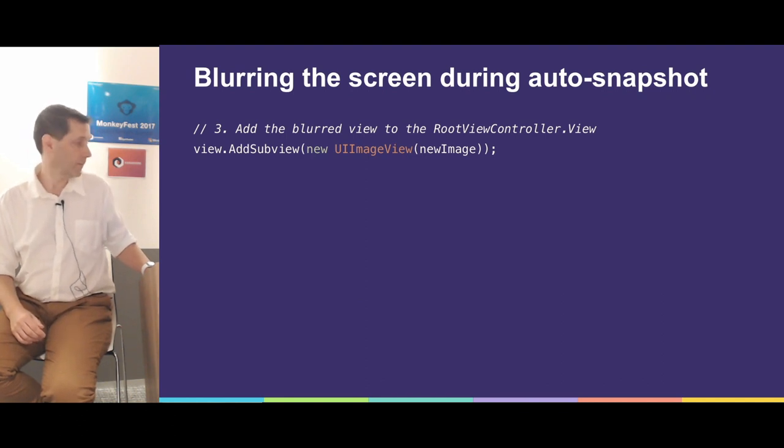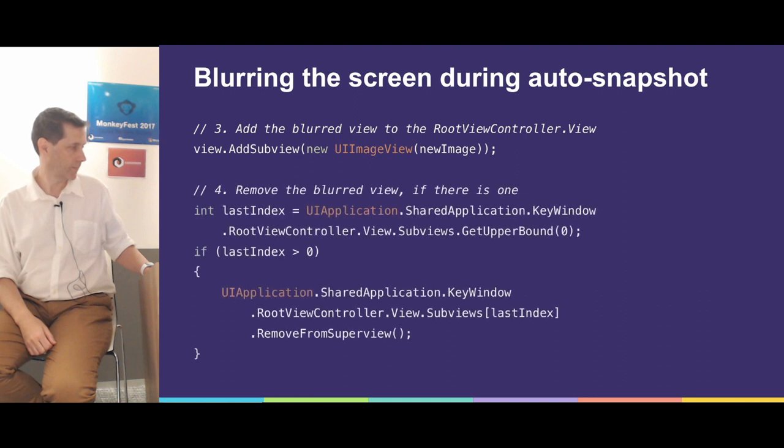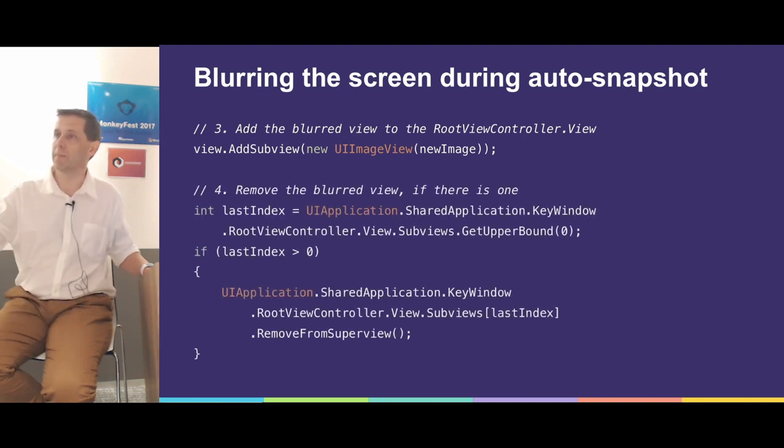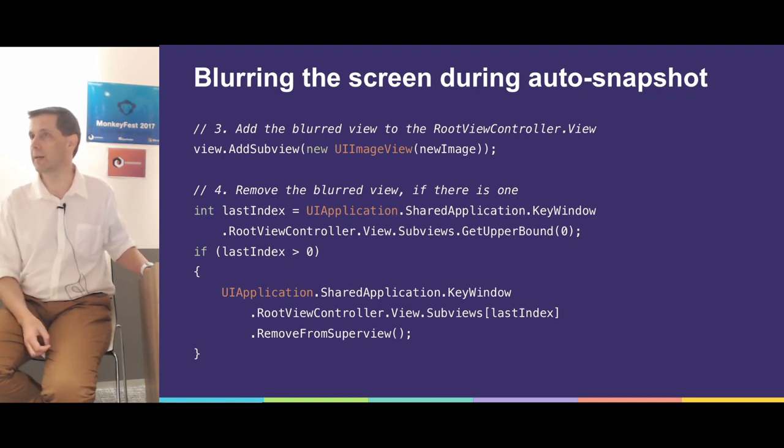So the last thing then is to take that blurred image that we've got and add that subview to the view. So that's what's currently displayed. And then the operating system will come and take its screenshot. And then the last step when the app is activated again is to remove that blurred view and let your app come back to life.